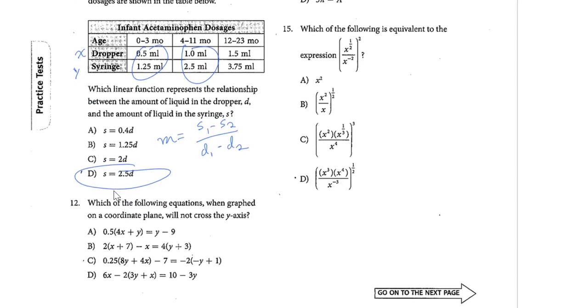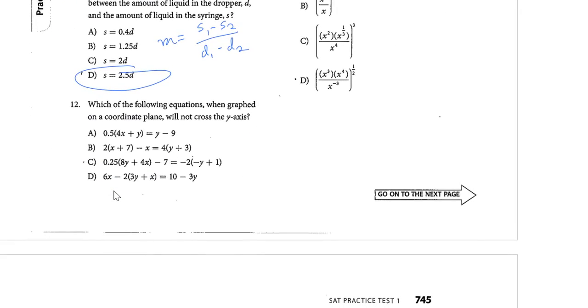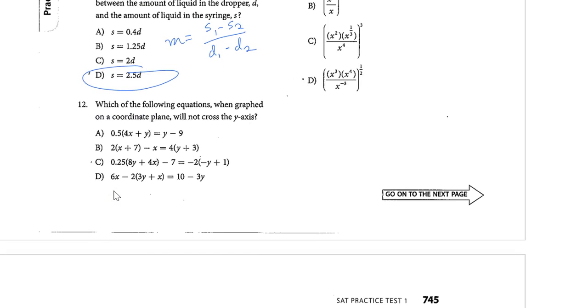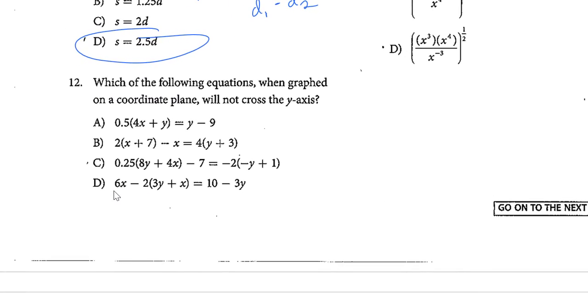Now we did 11. We're on to question 12. So, which of the following equations, when graphed on the coordinate plane, will not cross the y-axis? In this case here, what we want to think about is we want to get these into the form of y equals mx plus b. So I would go ahead and solve each one of these here and get the y isolated. So isolate the y by itself.